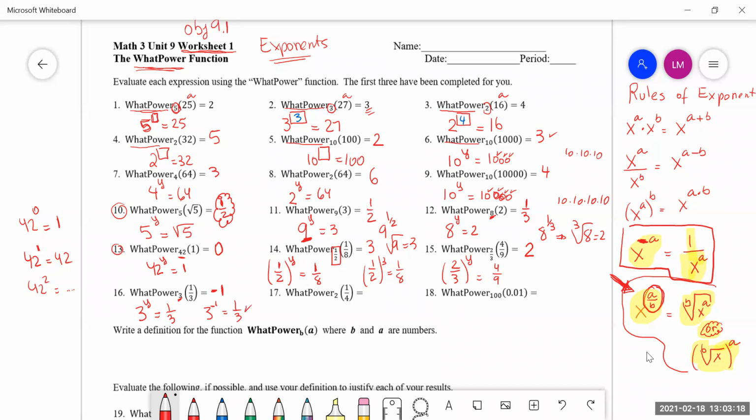Okay, so 2 to what power, let's put y, will equal 1/4? It's going to have to be a negative exponent. What would that be? That would be -2.